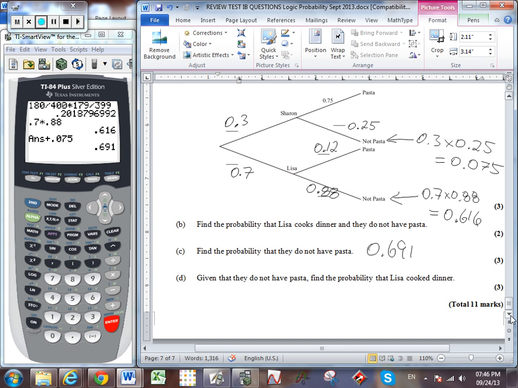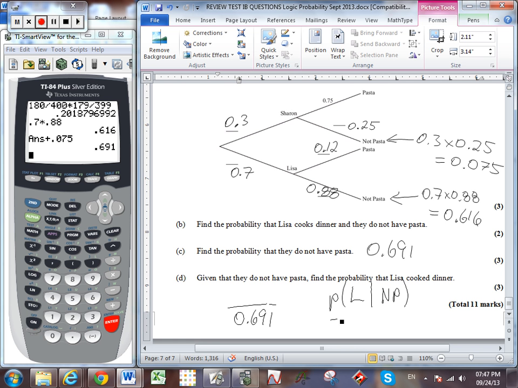And the last question. Given that they do not have pasta, so I'm giving you that they do not have pasta. Let's write that probability down there on the bottom. They do not have pasta, right? We just worked that out in part C. I'm giving you that we're now only looking at that part. Find the probability that Lisa cooked dinner. So given that they did not have pasta, this is what's being given to you. So we back up. What was the probability that Lisa cooked dinner given that they did not have pasta?